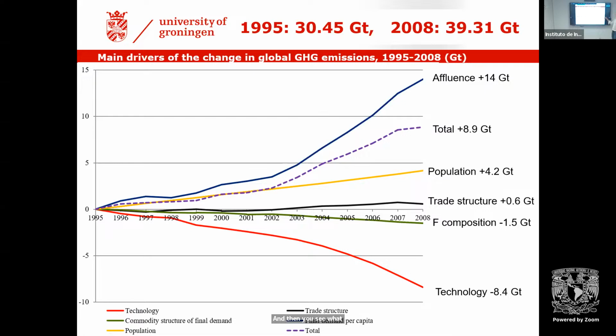Trade structure was implemented in the same way as I told you in the previous hour. The influence of changes in trade structure was only 0.6 gigatons. So hardly any change, hardly any effect. And the same for the changes in the composition of the final demand. So it could be the case that people buy more emission-intensive products or less emission-intensive products. So all in all, this was a small component.